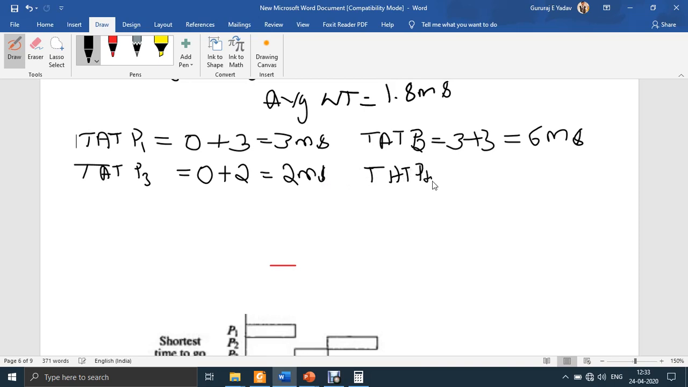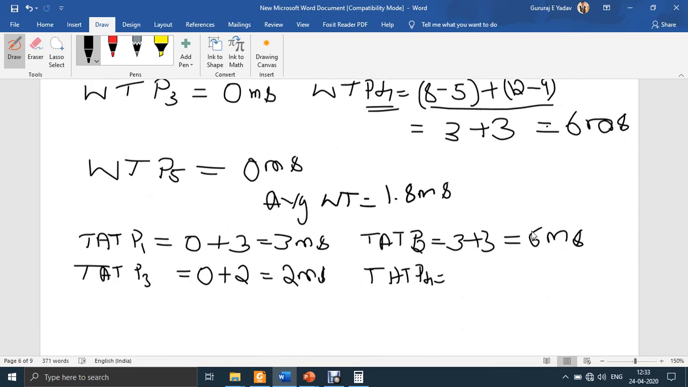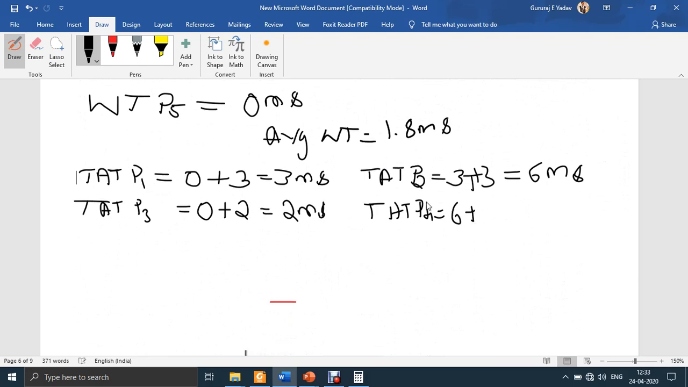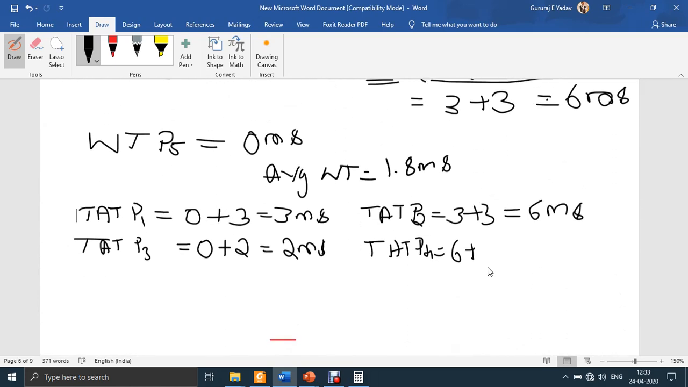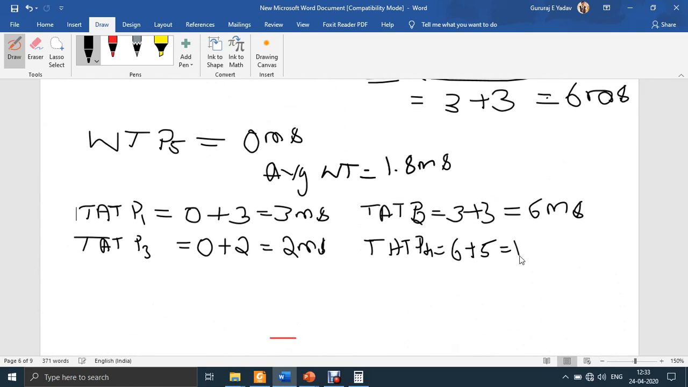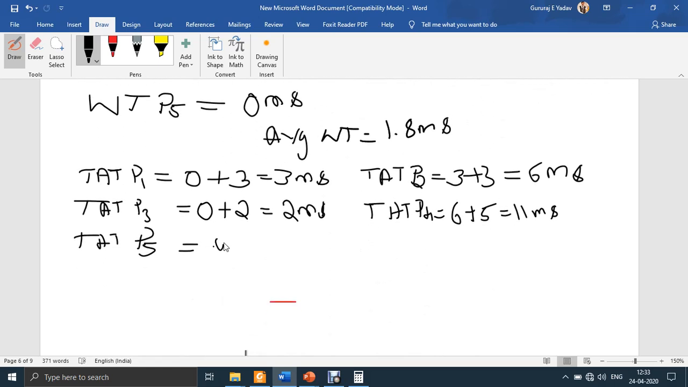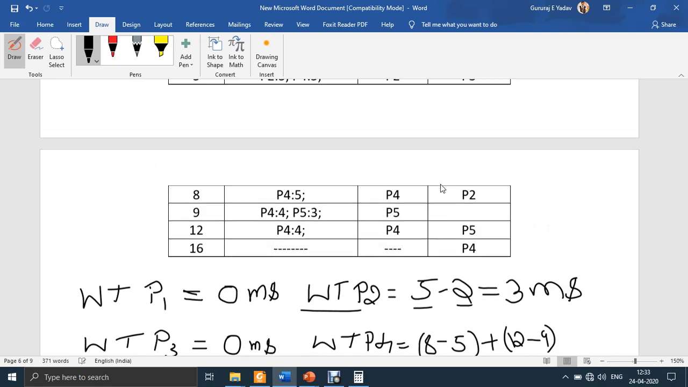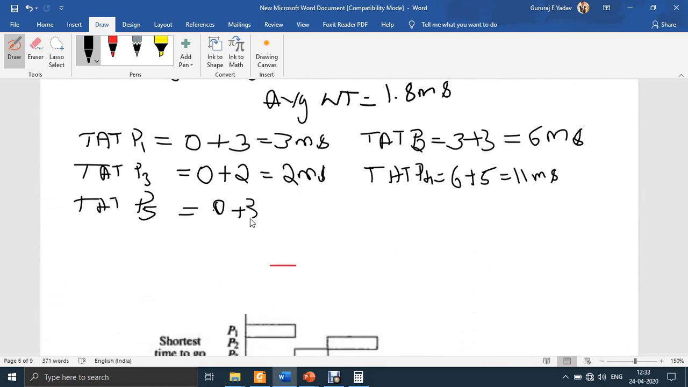Next, TAT for P4. Waiting time for P4 is 6 milliseconds plus the service time for P4. The service time is 5. It is 6 plus 5, totally 11 milliseconds. And last one, TAT for P5. What is the waiting time for P5? 0. Service time for P5, go back, is 3. So 0 plus 3 is 3 milliseconds.